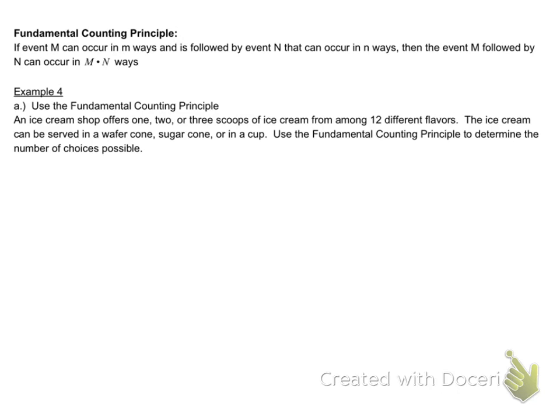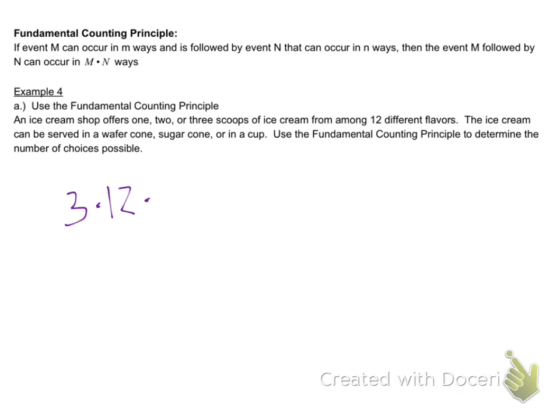An ice cream shop offers 1, 2, or 3 scoops of ice cream from among 12 different flavors. The ice cream can be served in a waffle cone, sugar cone, or in a cup. Use the fundamental counting principle to determine the number of choices possible. So we start off with how many scoops? What are our options for scoops? 3 options. How many different kinds of ice cream? 12. And the final thing you have to decide is what kind of cone you want or not.